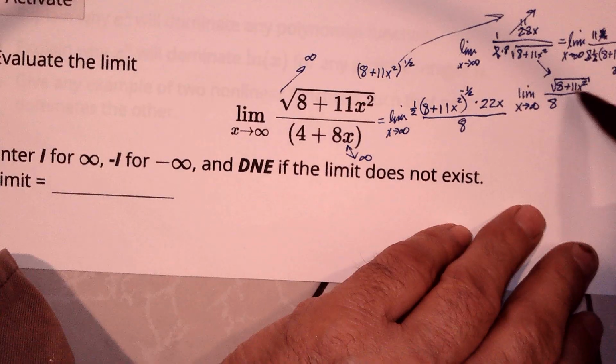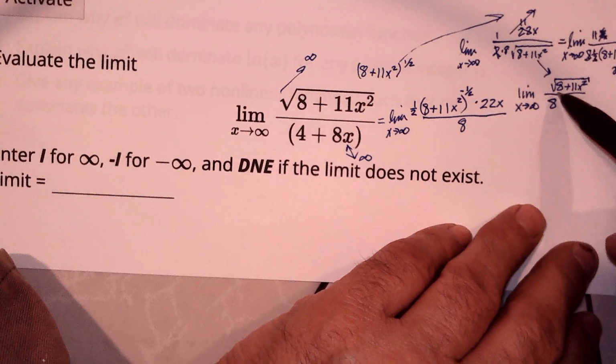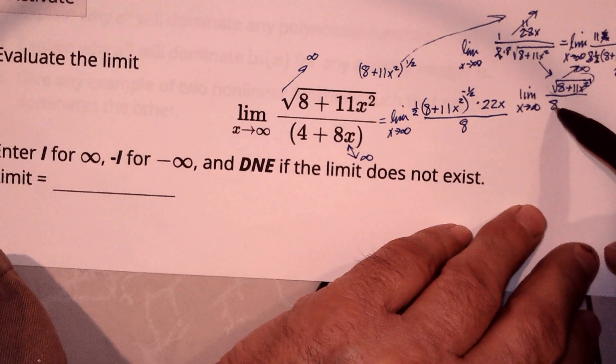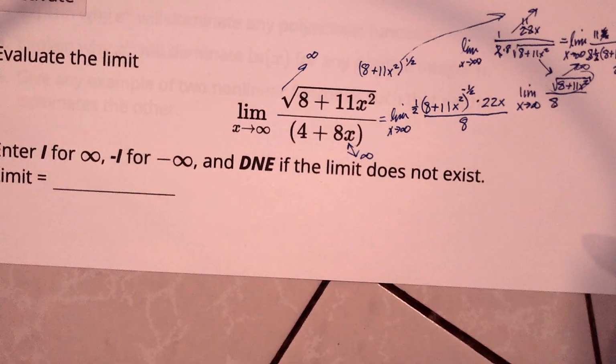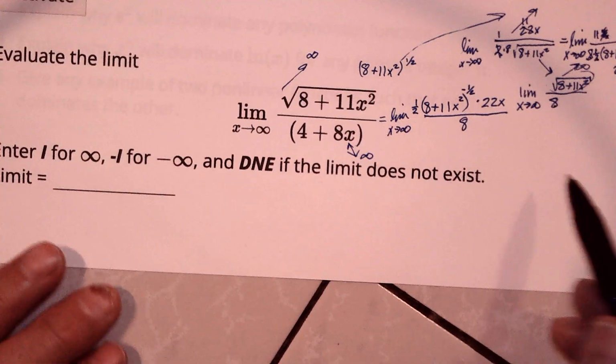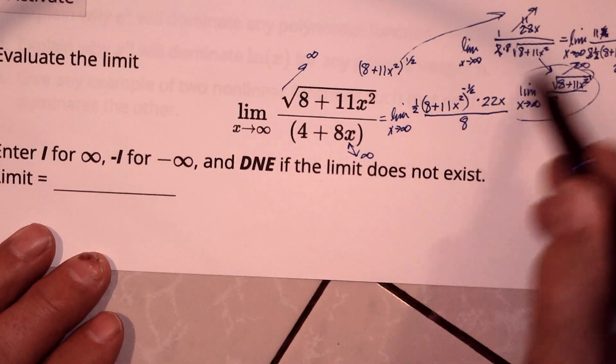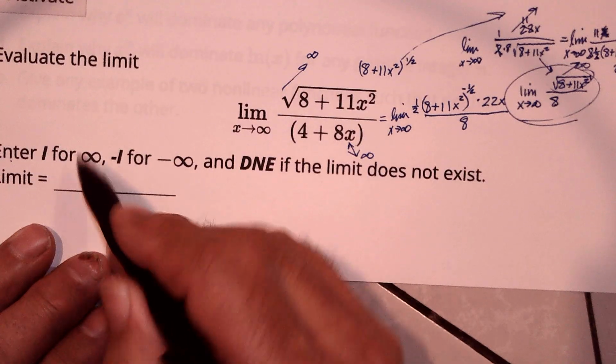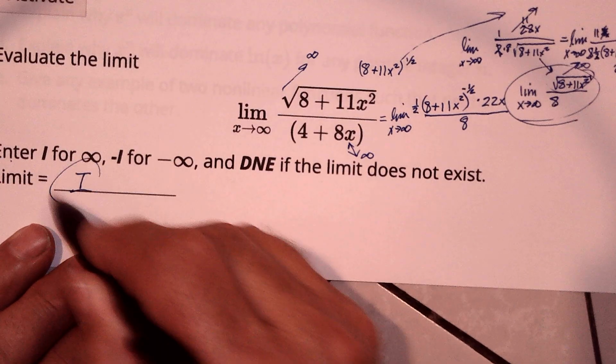And this, as x goes to infinity, will go to infinity. And this doesn't go to infinity, so we can't do the rule again. And so it goes to infinity. So we enter the symbol for infinity, which is what we'd have to do.